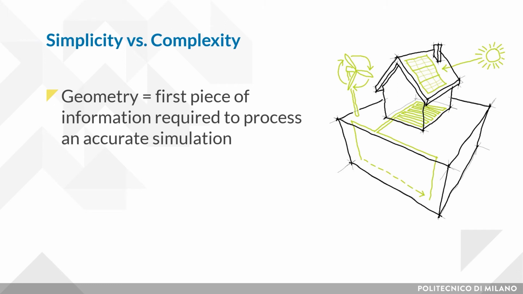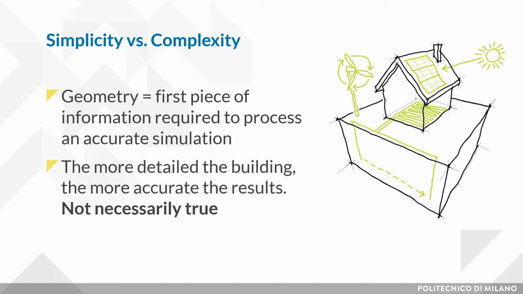So let's start defining how to build your model correctly from the beginning. Independently of the phase of the design process, the geometry of your building is the first piece of information required to process an accurate simulation. As such, it's very important that the geometry you are feeding into the software is set up properly for analysis. When it comes to building performance simulation, there is a common misconception that the more detailed the building, the more accurate the results. Not necessarily true.